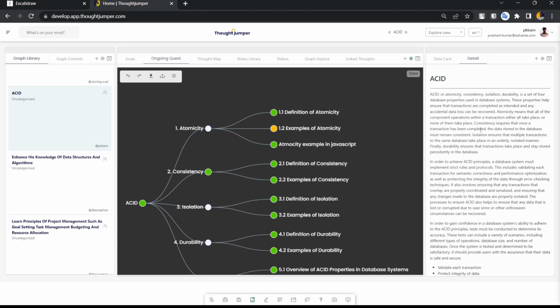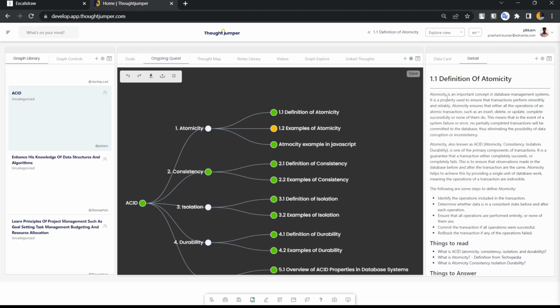And today, to understand this entire concept, we will take the help of a banking system. It's not exactly how that works, but you will get an idea from there of how these ACID standards work. So let's start with atomicity. We are going to define atomicity here. Atomicity is an important concept in a database system. It is a property used to ensure that the transaction performs smoothly and reliably.